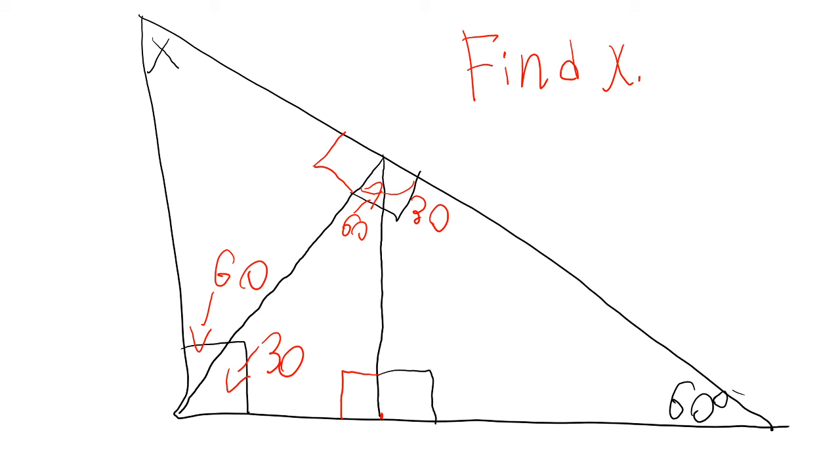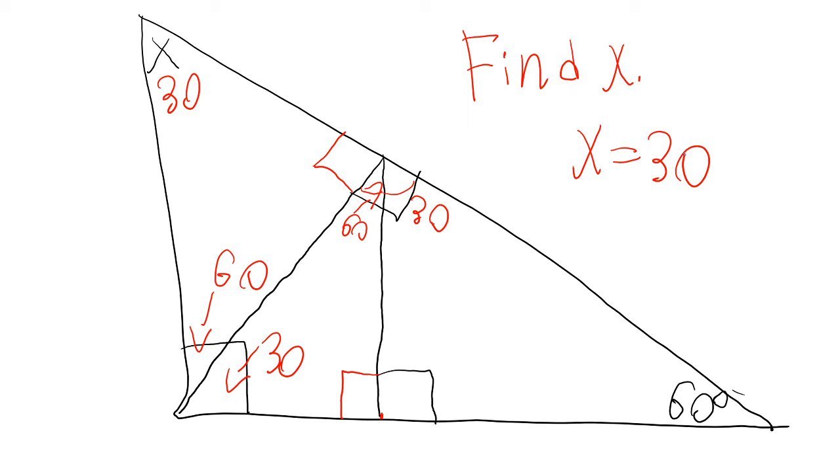Now we figured out two. Let's move on to the last part right here. Now we know that this is 90 and this is 60, and we know it's going to be a 30, 60, 90 triangle. 90 plus 60 is 150, and 180 minus 150 is 30. That tells us that x is 30.